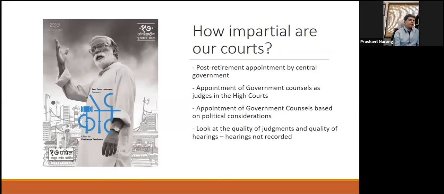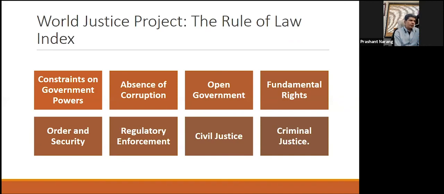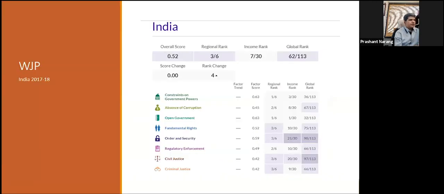And then you look at the quality of judgments and the quality of hearings. Hearings are not recorded, the reasoning is not given, or the oral submissions are not recorded. And these are the issues that adversely impact our judicial system. There is one organization called the World Justice Project that measures the rule of law. They have created something called the Rule of Law Index. What it has sought to do is create some parameters, and these are those parameters. For example, this is India's score. This is 2017 data, but you can always check online for the latest data.